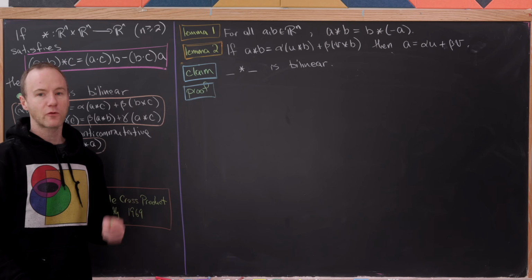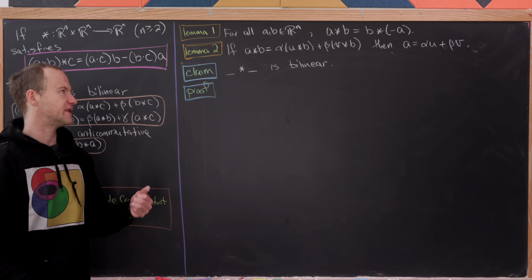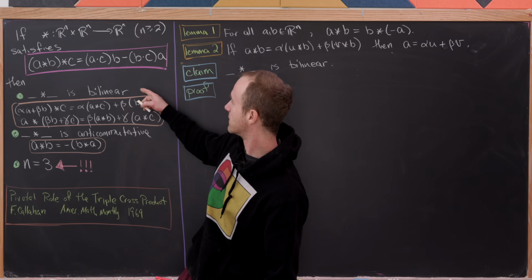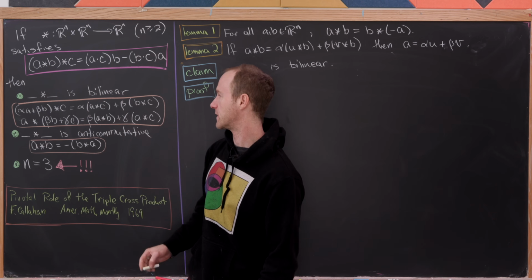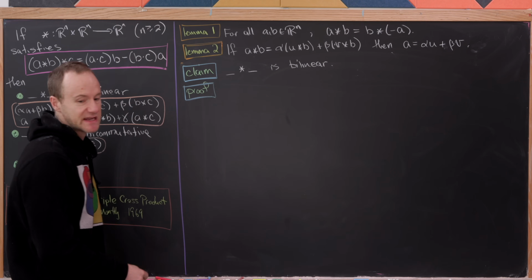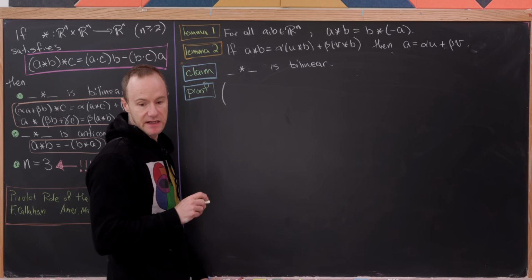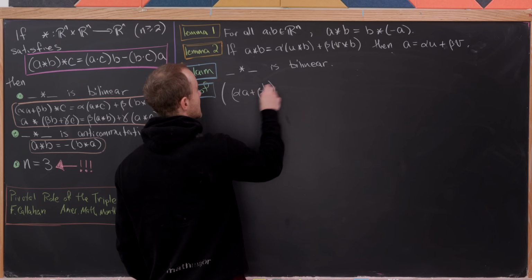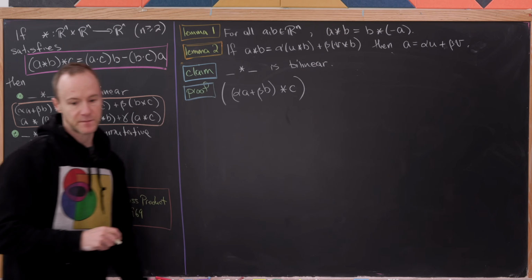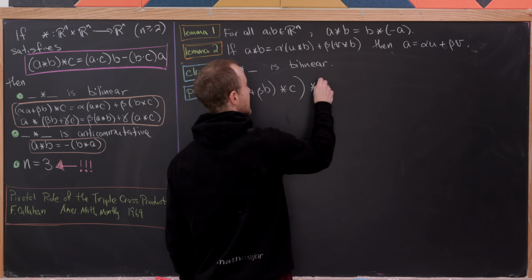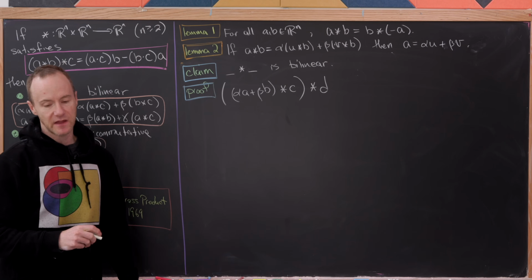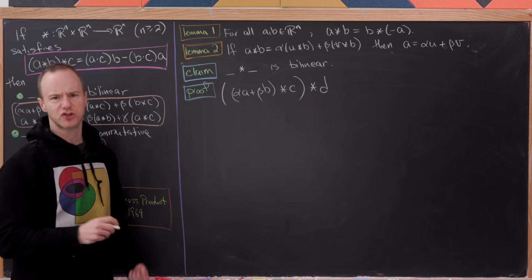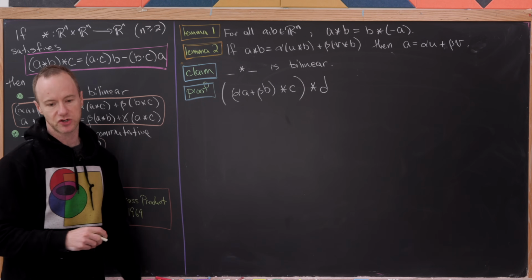Okay, let's move on. Now we're moving on to our next result, which is that this star is bilinear. This is the first part of the theorem. I didn't write theorem up there, but it's the theorem that we are proving. So let's see how we might do this. Let's take a linear combination, alpha A plus beta B, and we're going to star that into C. Then we're going to star that whole thing into D. And then we're going to decompose this with the triple product identity, because that's what we have here, a triple product.